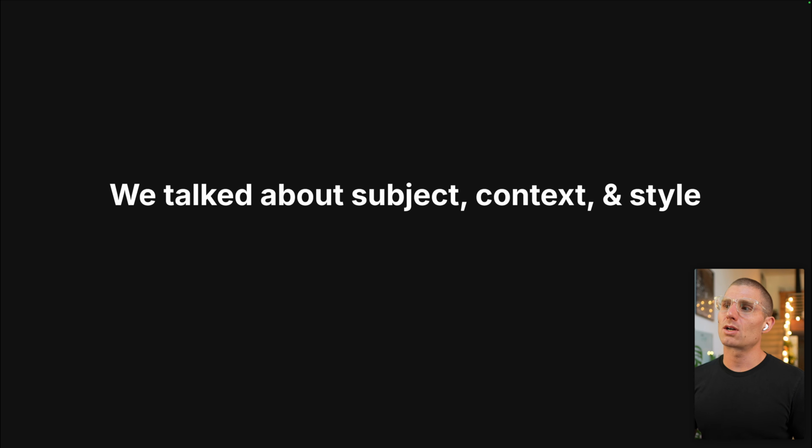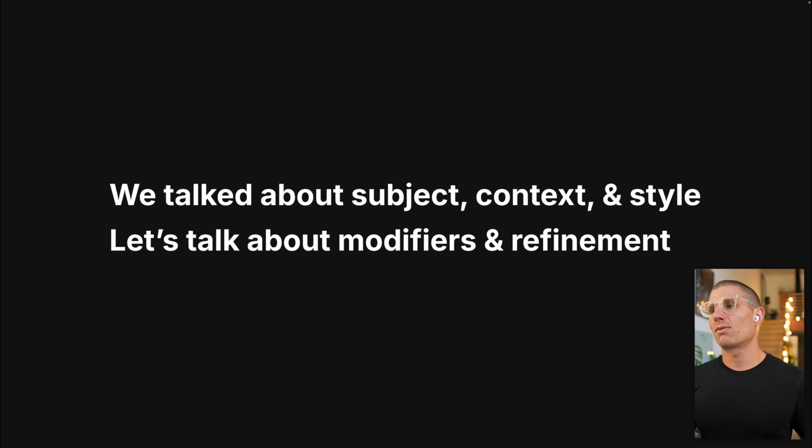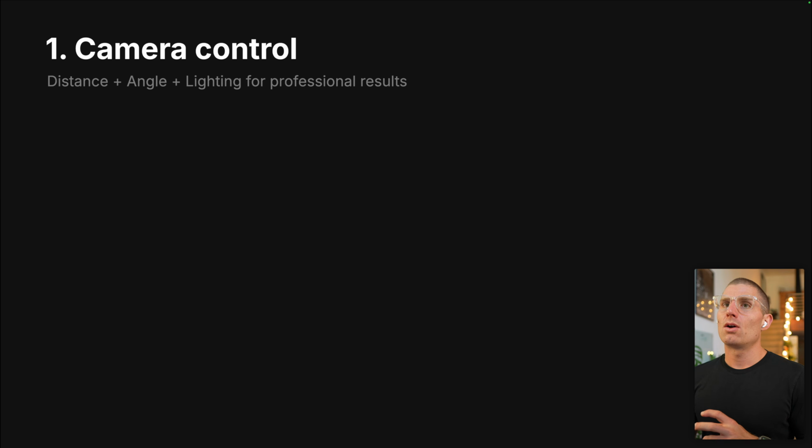So we talked about subject, context, and style. Let's talk about modifiers and refinement. One, camera control. You can actually control the shot that you're getting from this imaginary camera. And as we talk through these things, what you'll notice is that I'm speaking the language of photography. If you've ever written code with AI or you've tried to get any good outputs from AI, you've learned you have to kind of speak the language of the subject that you're learning. So for camera control, we're going to have to speak the language of a photographer. That's what we have to do here.